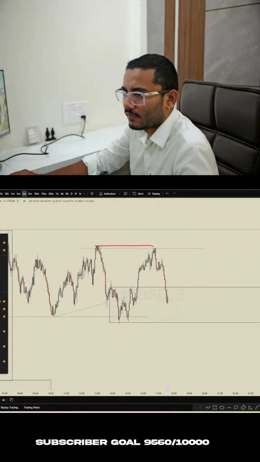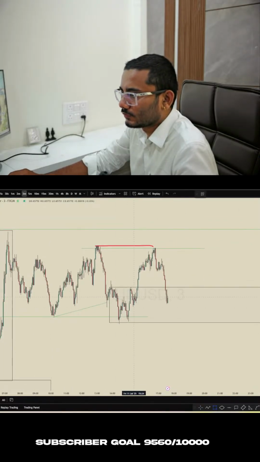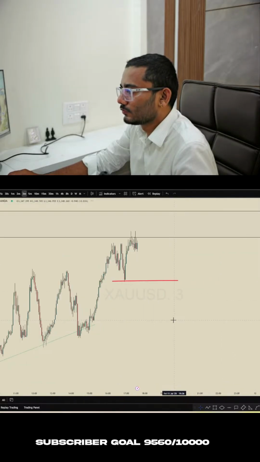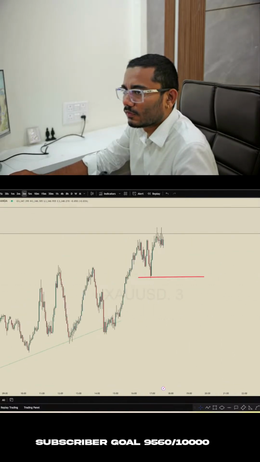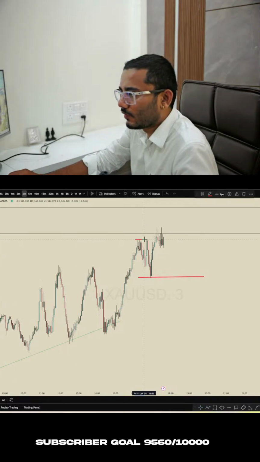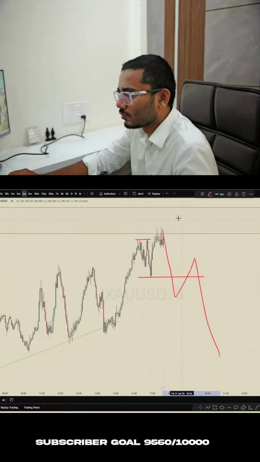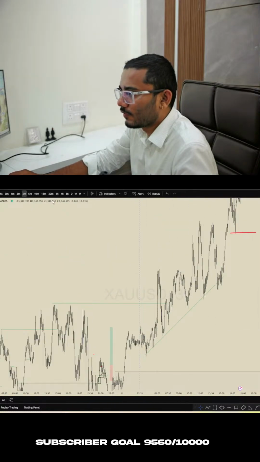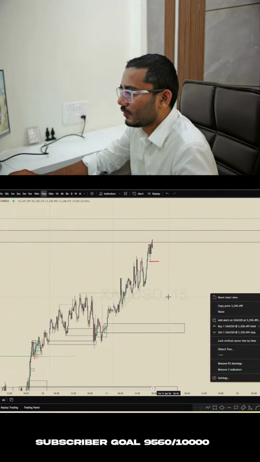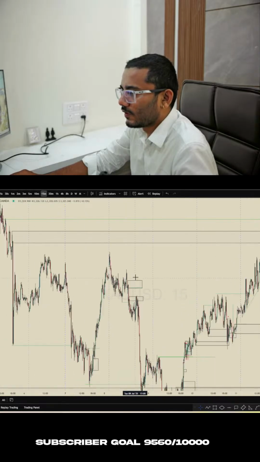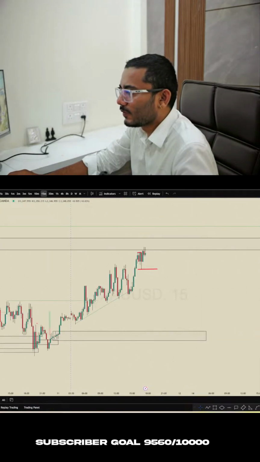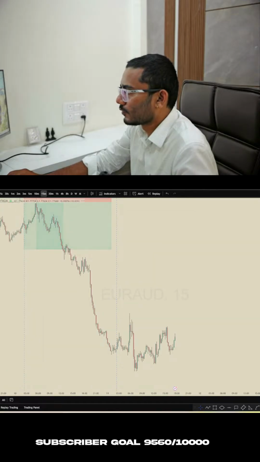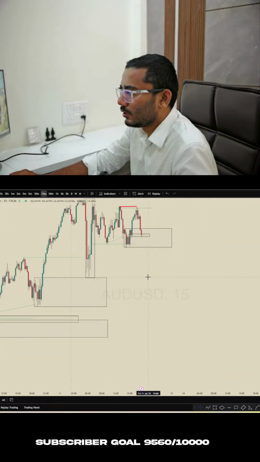So price has tapped this order block. Let's see. So on gold, price has created this equal high. I want price to break this previous low so we can look for sell side. And this is the buy side order block where I'm looking for buy. So the session has started. So in this session, we can expect a move to the downside.